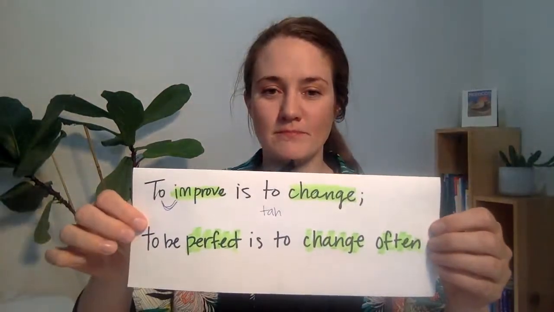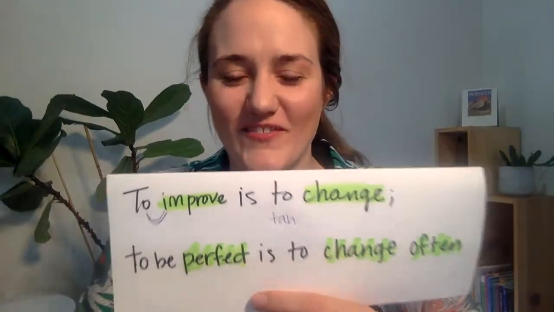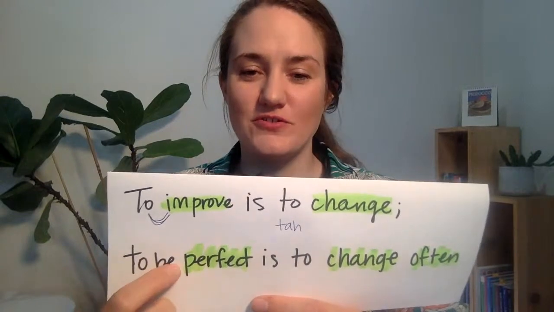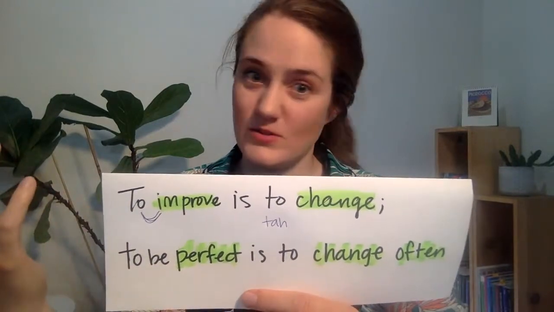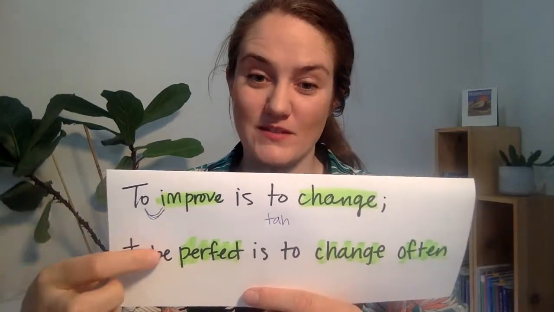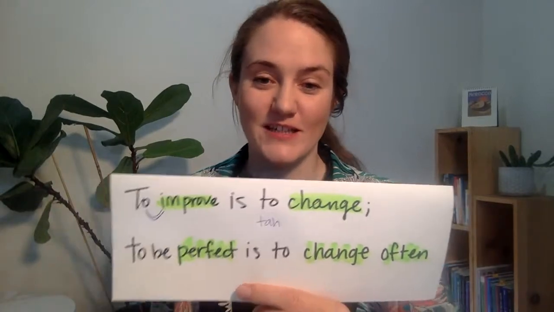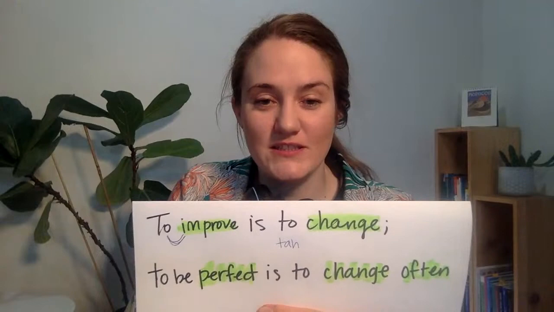Okay, let me give you my answers. Okay. Now, this first part, to be, okay? To be is grammar, right? It's the be verb. So perfect, change, often, right? So to be perfect is to change often.